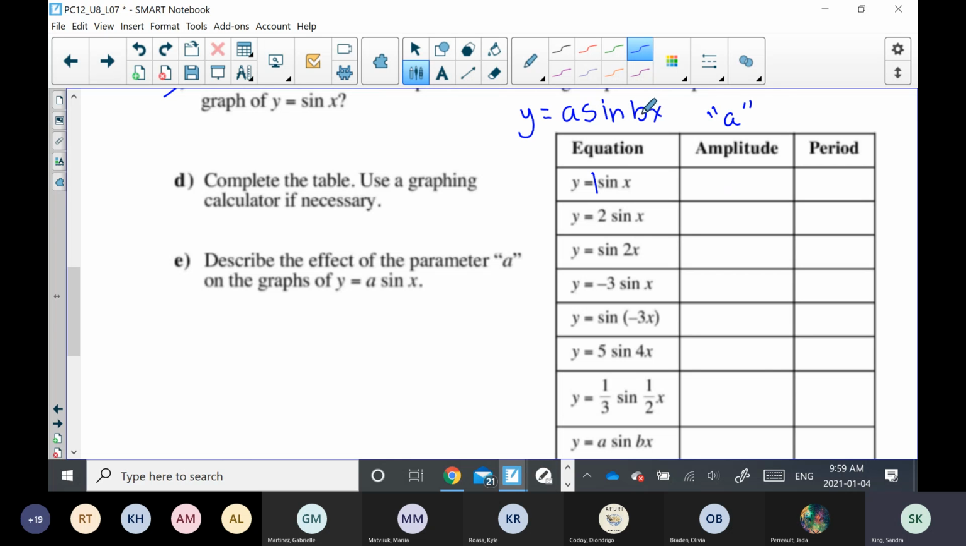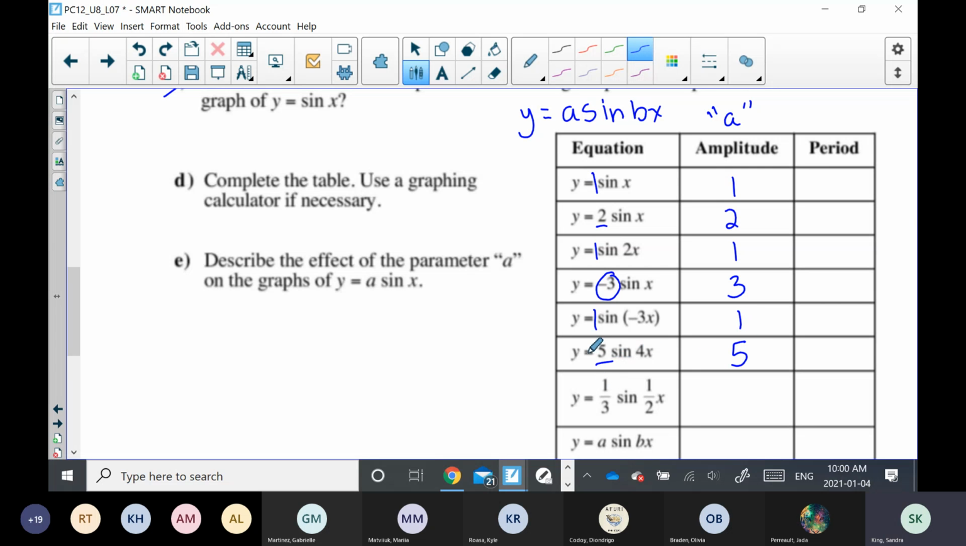So the amplitude is the height of your graph from the midline. So this is going to have an amplitude of 1. This guy is going to have an amplitude of 2. This guy is going to have an amplitude of 1. This one is not -3. Some students will be like, oh, I just want to write my A value, which is -3. Olivia, what would you say the amplitude of this graph is? The absolute value, which is 3. Perfect. Yep. This one would be 1. This one would be 5.